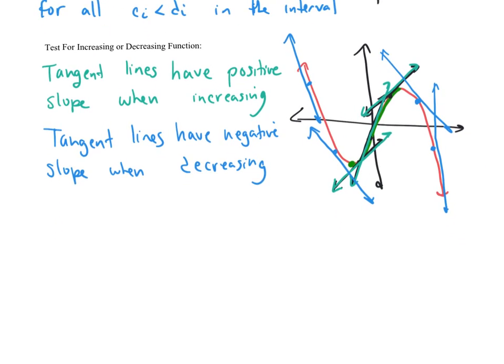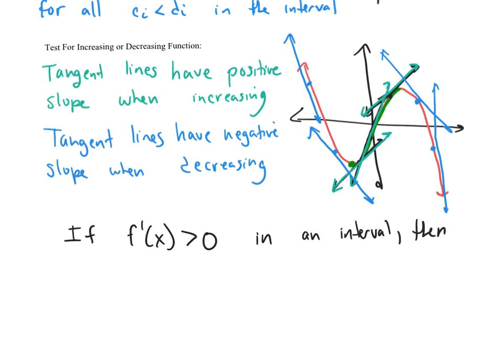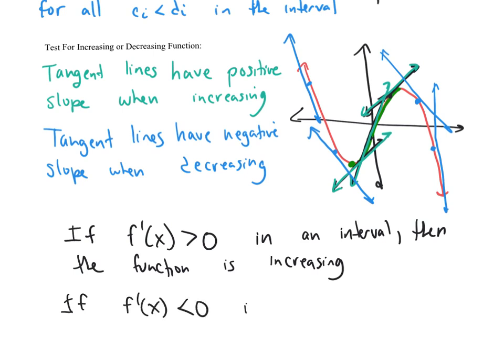So if your derivative is positive, we have an increasing function. If f prime of x is greater than 0 in an interval, then the function is increasing. And the opposite is also true, since the derivative is the slope of the tangent line. If f prime of x is less than 0 in an interval, then the function is decreasing.